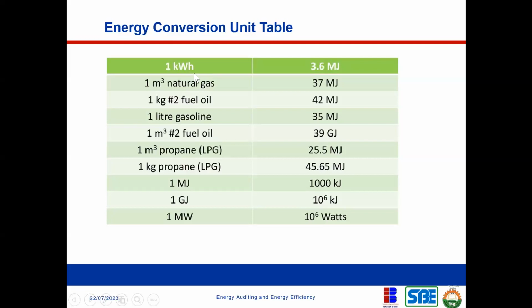So if you're converting from one form of energy to another, say you have 1 cubic meter of natural gas and they want your answer in megajoules, this table will help you do the conversion. If you have 1 liter of gasoline and you want the answer in megajoules, this table will help you do the conversion. These are just different forms of fuels, and you know what their energy content is in terms of megajoules or gigajoules. So this is just an energy conversion table. We might need it if we need to solve examples.